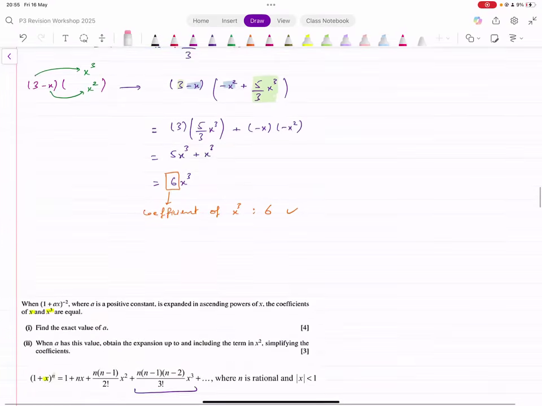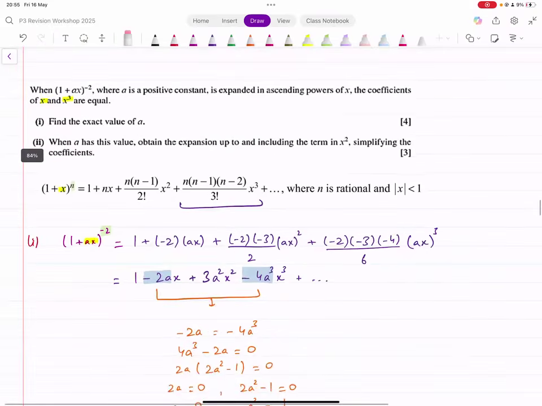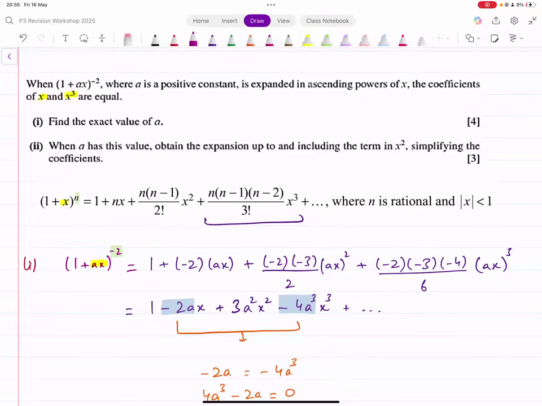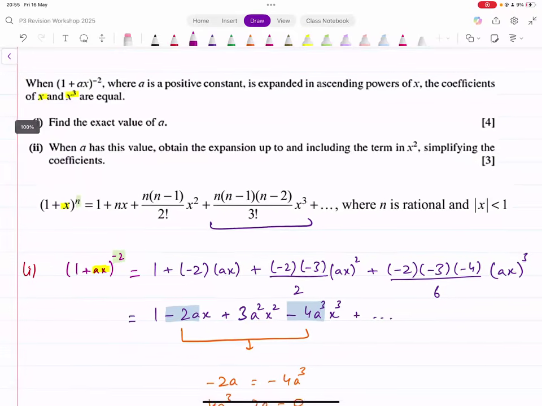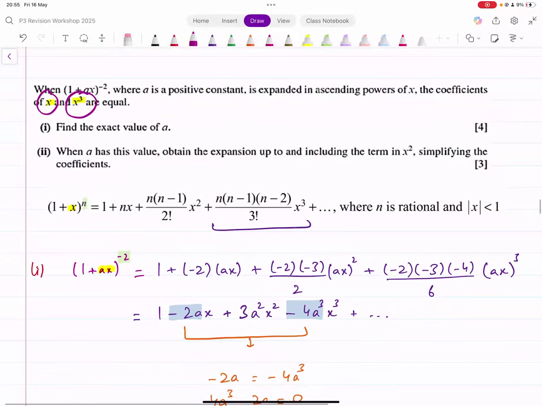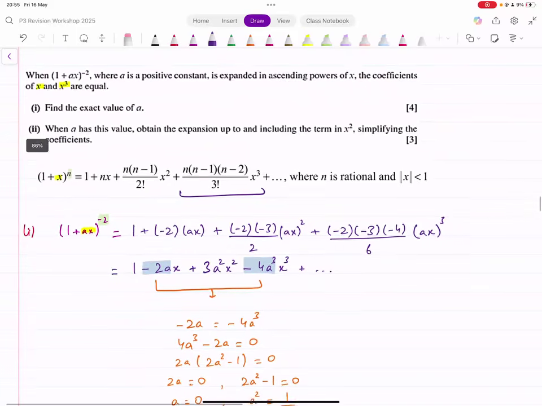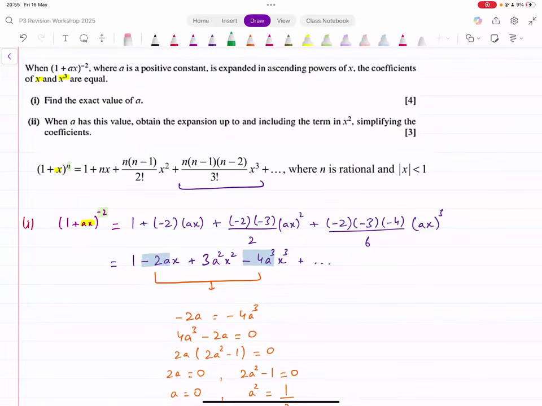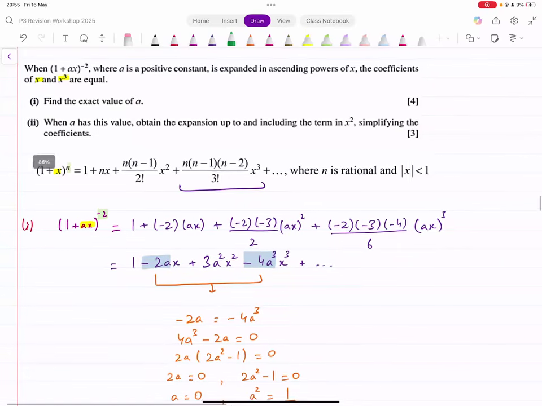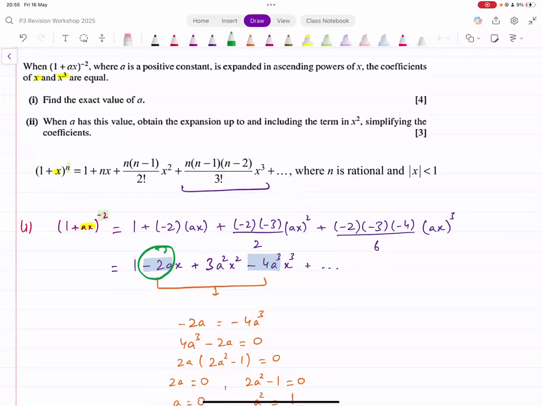Okay, then this is another example: 1 plus ax whole raised to power minus 2. a is a positive constant, and they're saying the coefficients of x and x cube are equal in this. Now, how do you find the value of a from this? You just apply the formula on this expression, simplify everything, and whatever is the coefficient of x that you get, and whatever is the coefficient of x cube that you get, you equate both of them. So in this case, when you apply the formula on this, you get minus 2a as the coefficient of x, and you get minus 4a cube as the coefficient of x cube.